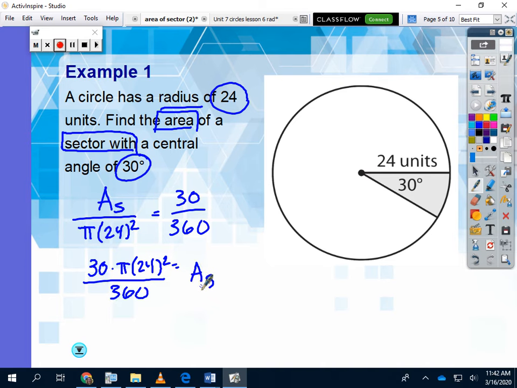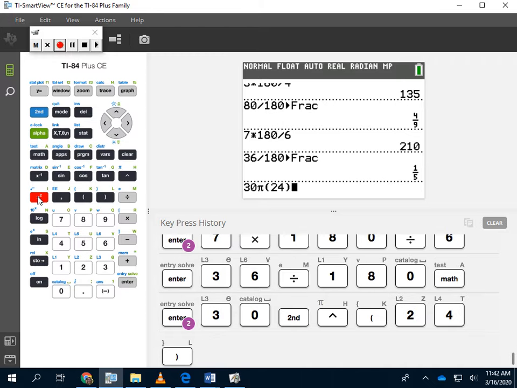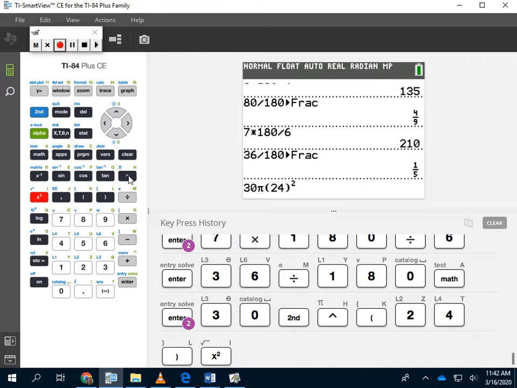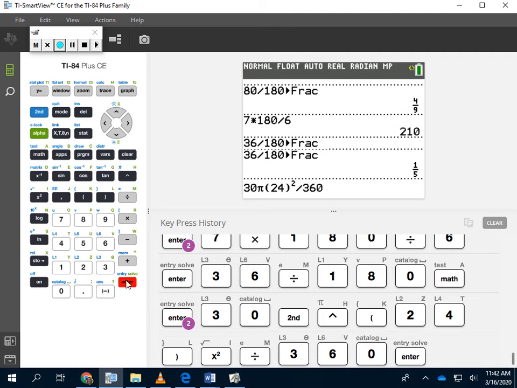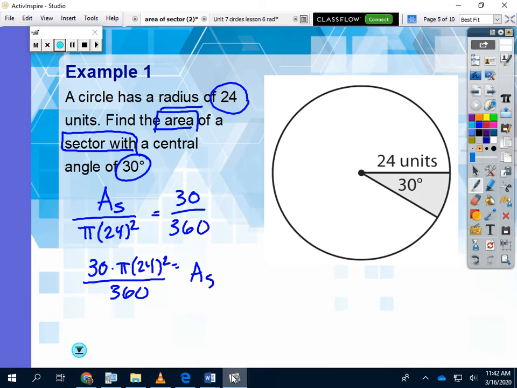Well, can't I just put that in my calculator? So 30 times pi times 24 squared. Remember, pi is second tilde. And then divide that by 360. And we get 150.8 when we round it. So it equals 150.8, and those are units squared.